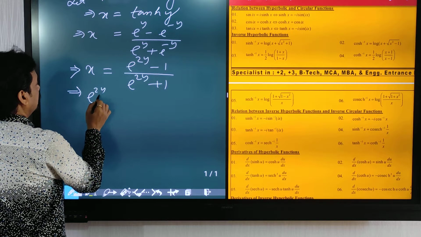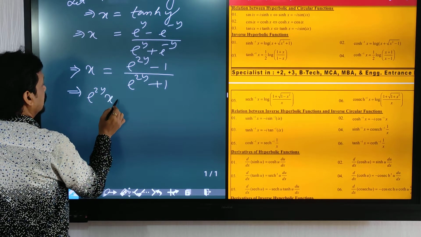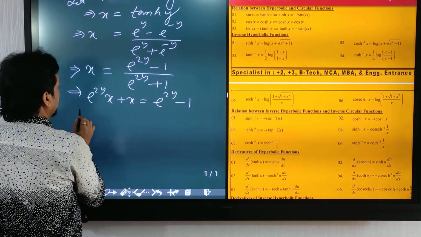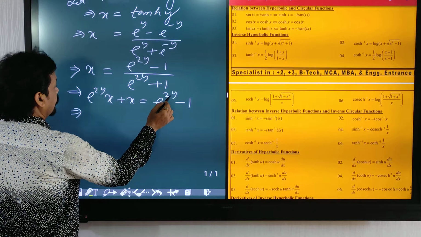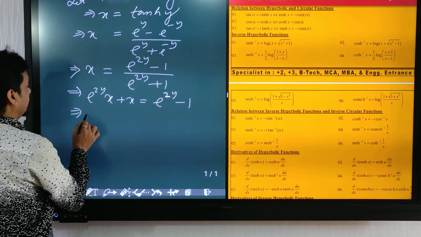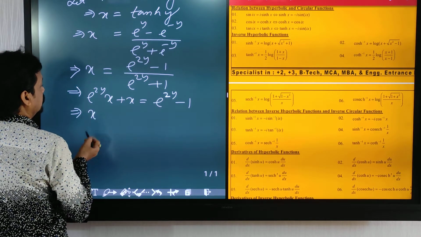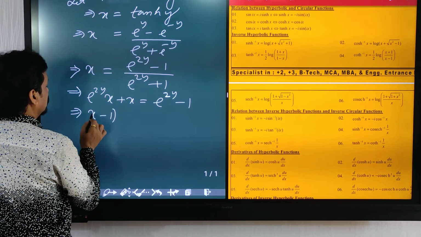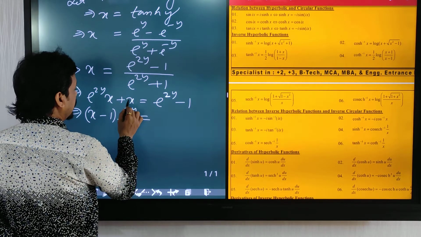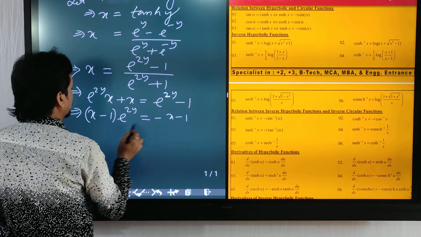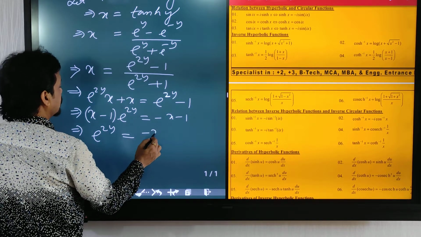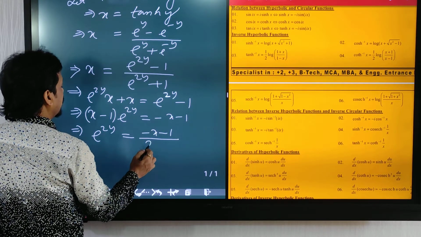e to the power 2y into x plus x is equal to e to the power 2y minus 1. So take e to the power 2y to one side. So it will become x minus 1 into e to the 2y is equal to, I am taking x to that side, minus x minus 1. So e to the 2y is equal to how much? Minus x minus 1 divided by x minus 1.